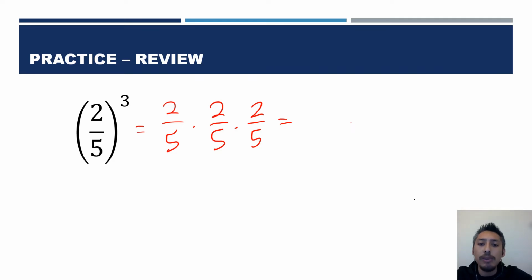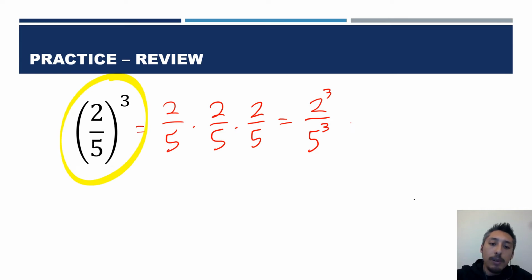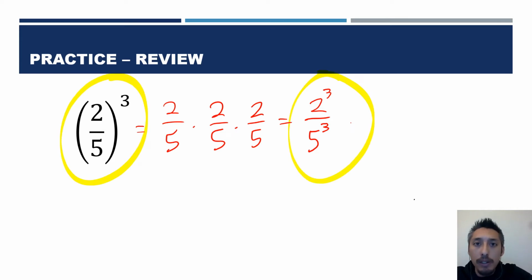So here we have 2 times 2 times 2. What if I actually wanted to keep the exponent here? Well, 2 times 2 times 2, we know that our base, the number that's being multiplied by itself, is 2. And the number of times that it's being multiplied by itself is 3 times. So we should have an exponent of 3. Same thing at the bottom. Here we see 5 being multiplied by itself 3 times. So this is 5 to the power of 3. So what do you notice from our original problem and what we just wrote down right here?